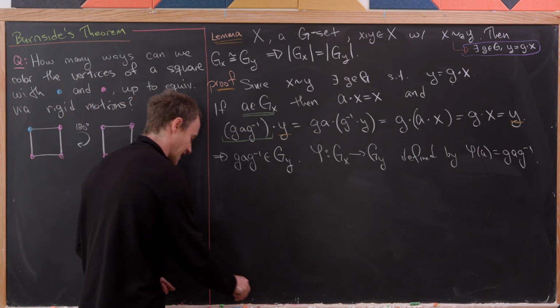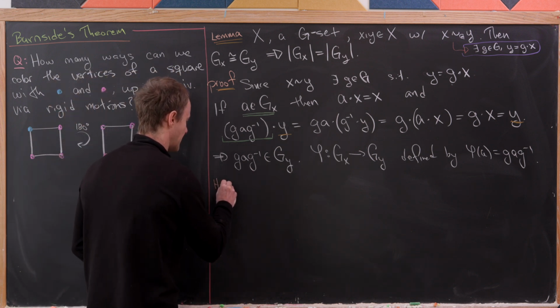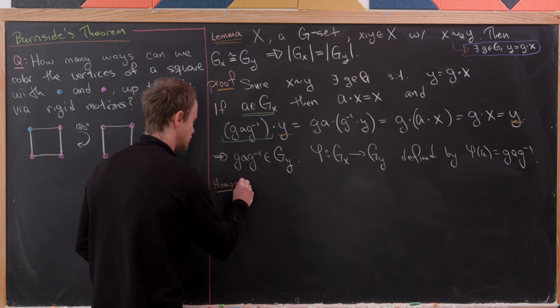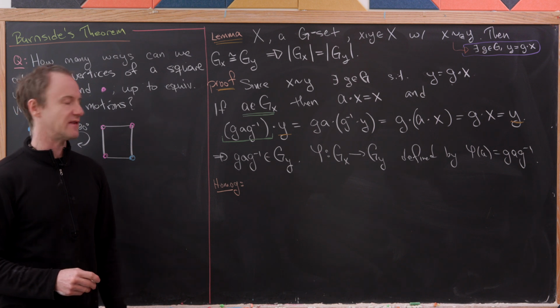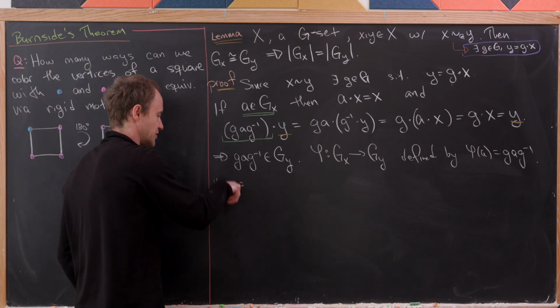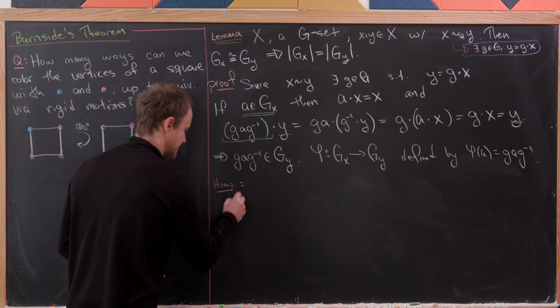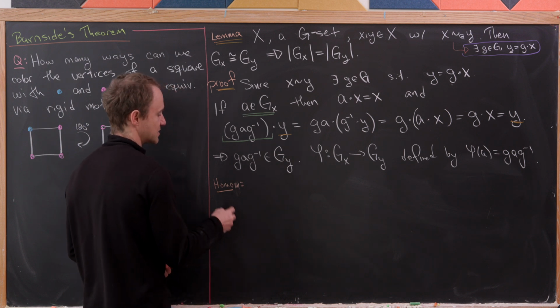Now we just have to show that it's a homomorphism, and then we also have to show that it's injective and surjective. And that will show that we do have an isomorphism between these two groups. So how do we show that it is a homomorphism? Well, it's actually not so bad.